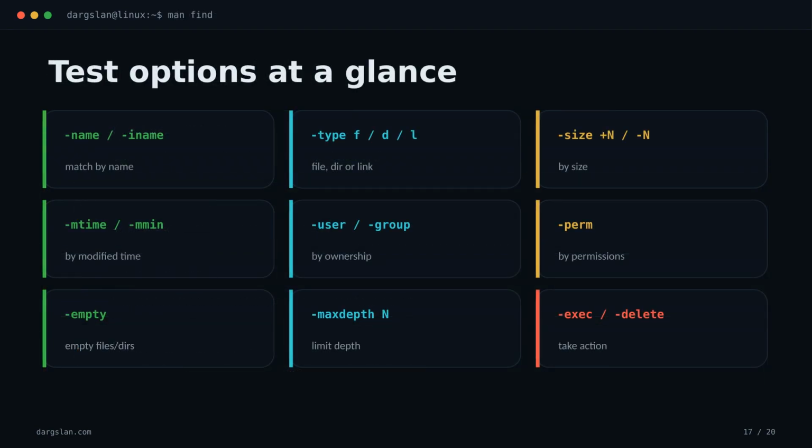Let's pull it all together with a cheat sheet of the tests worth memorizing. Across the top row, you've got the everyday trio: name, type, and size. The middle row covers the metadata filters: when it changed, who owns it, and what permissions it carries. And the bottom row is your power tools: find empty stuff, cap how deep you recurse, and finally, act on the matches with exec or delete.